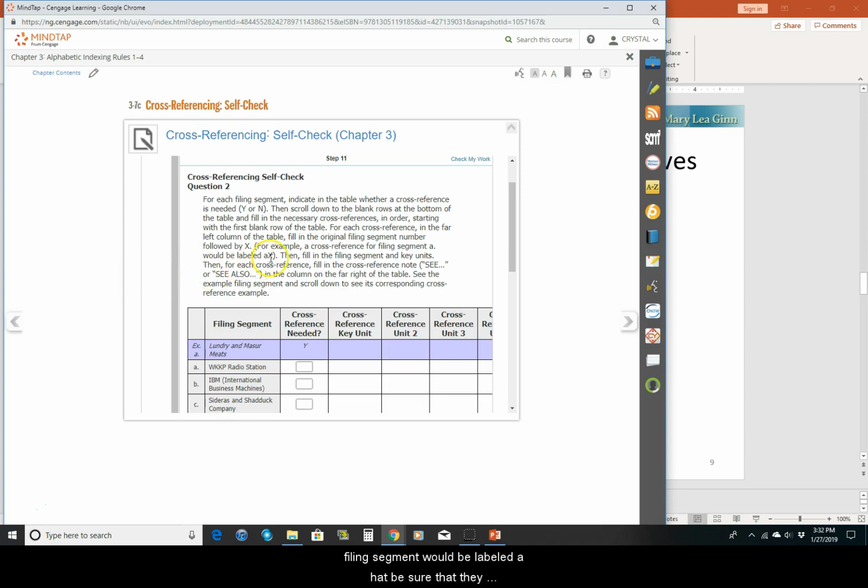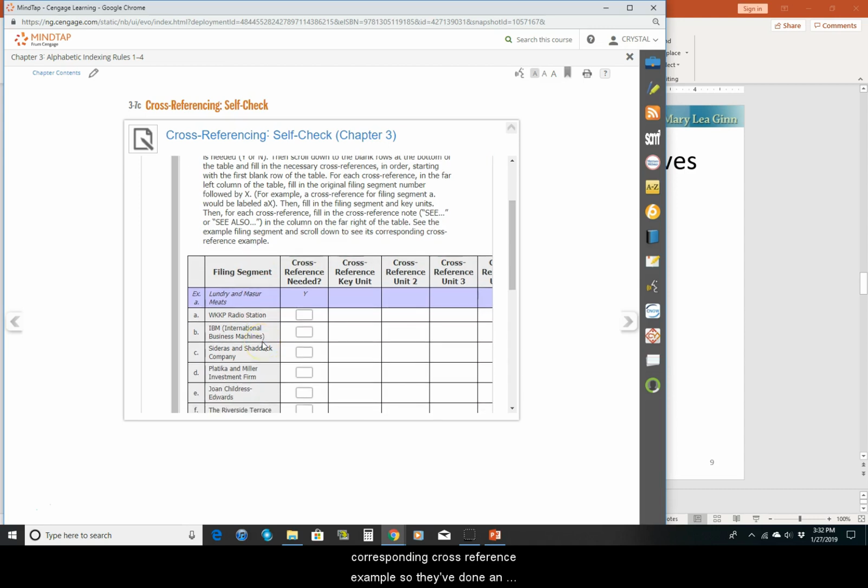Be sure that the X is all caps. Then fill in the filing segment in key units. Then for the cross-reference, fill in the cross-reference note C, or C also, in the column on the far right of the table. See the example filing segment and scroll down to see its corresponding cross-reference example. So they've done an example for you.